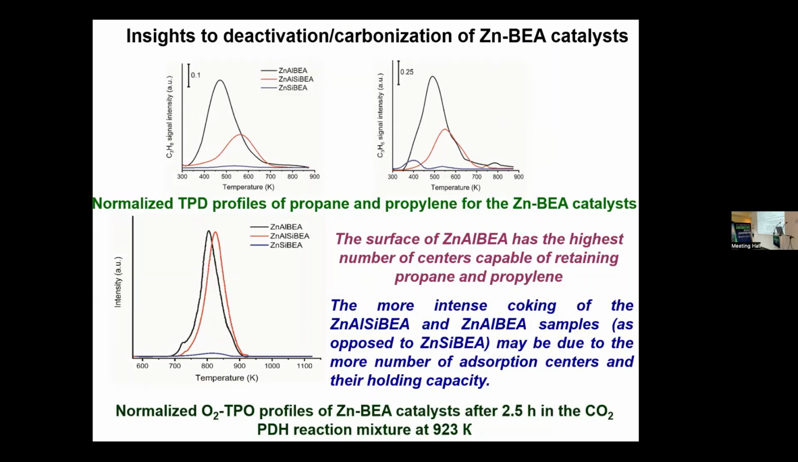In contrast, we can see here that in the case of Zn-SC-beta, the formation of carbon is very small. So it means that in the case of zeolite prepared with incorporation of Zn in the SC-beta zeolite, it allows us to obtain a very good catalyst without formation of carbon.